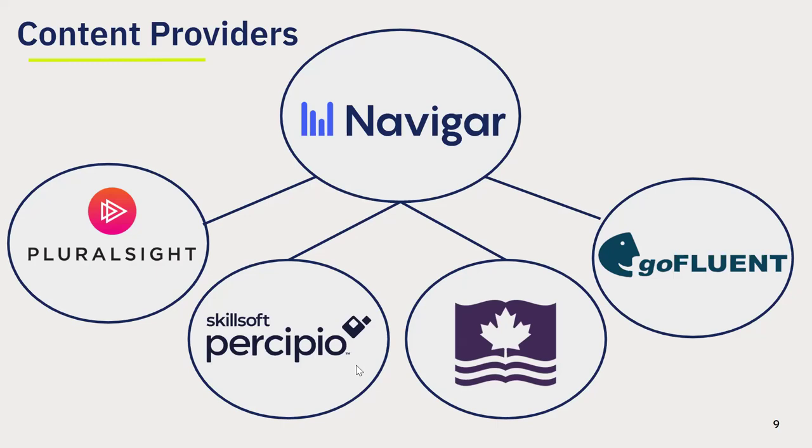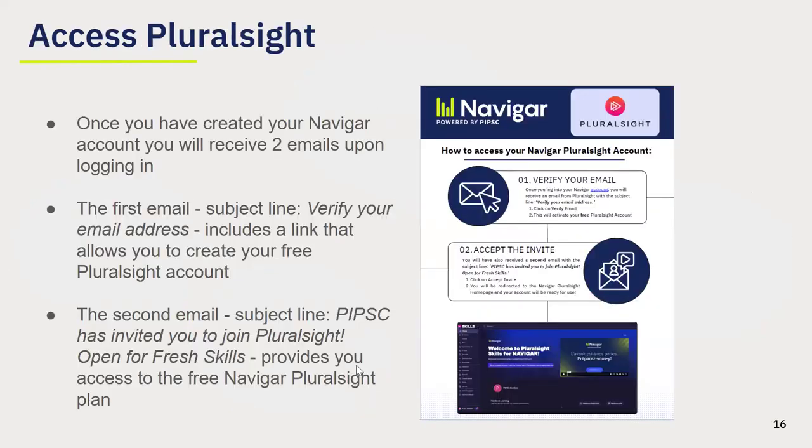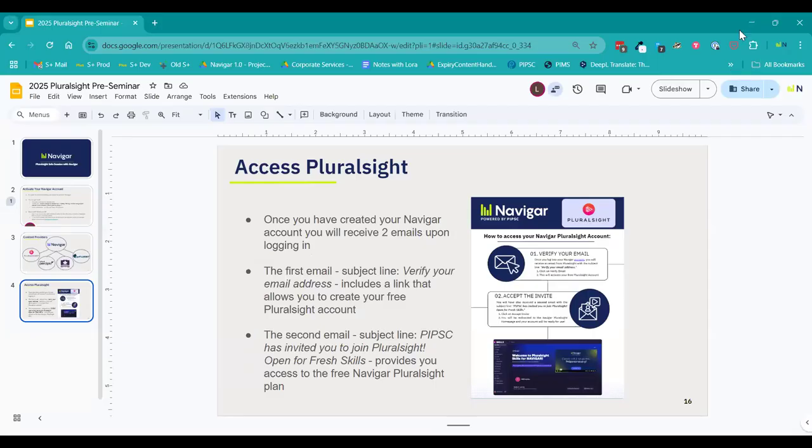The way you get that is, once you have created your Navigar account, log in, you'll get 2 emails from Pluralsight. The first one will connect you to create your free Pluralsight account. The next email will connect your Pluralsight account to our plan, which is what gives you the free access to all of this training. Again, we are recording this session. We will send you a link to it. We will also send you this document, how to access your Navigar Pluralsight account.